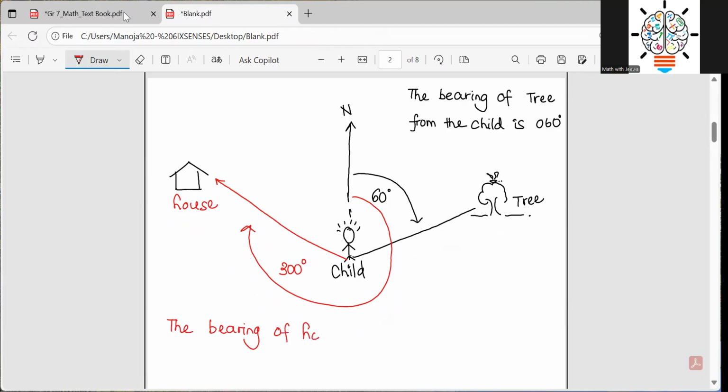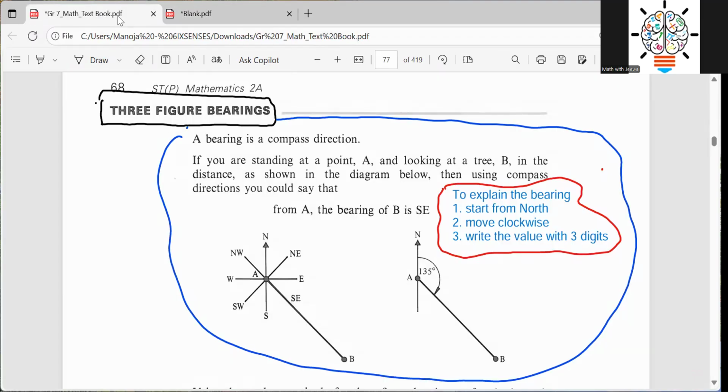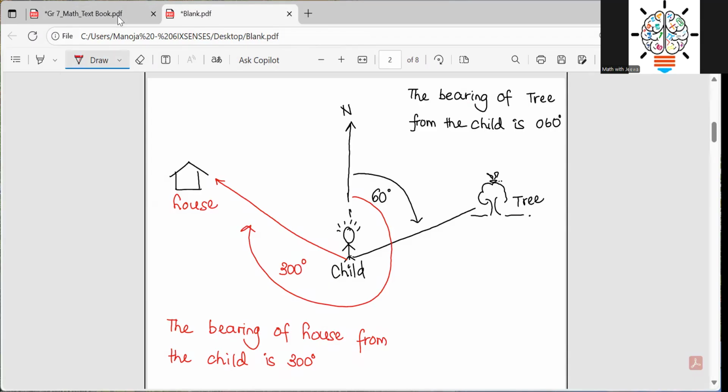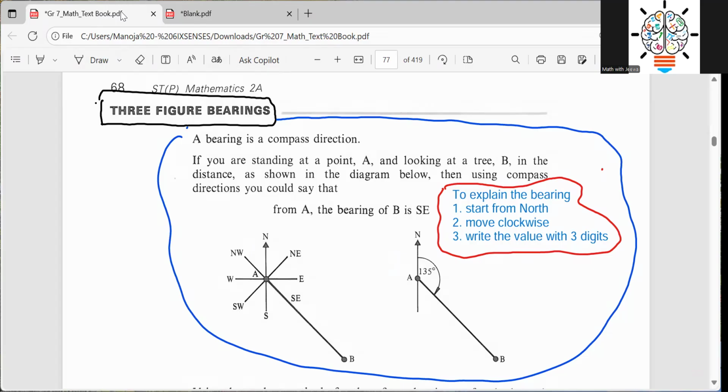Bearing of house from the child is 300 degrees, right? So first you want to copy down everything, then you draw this diagram, okay, and write down this. I'm not waiting for you because I know you can pause the video and copy this down, okay?